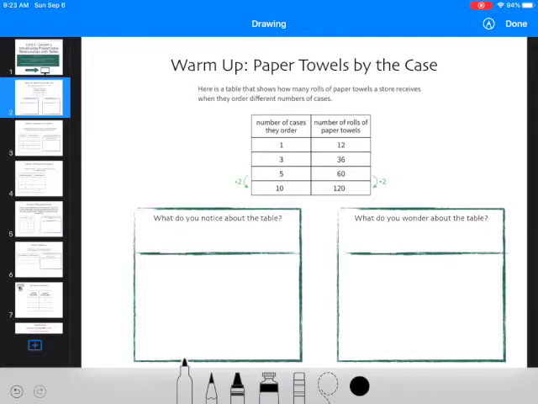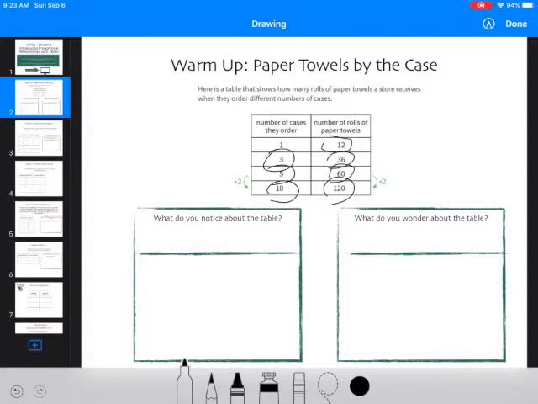Here is a table that shows how many rolls of paper towels a store receives when they order different numbers of cases. So when they order 1 case, they get 12 rolls. When they order 3 cases, they get 36. 5, they get 60. 10, they get 120. What do you notice about the table? So you're coming up with something that you notice.